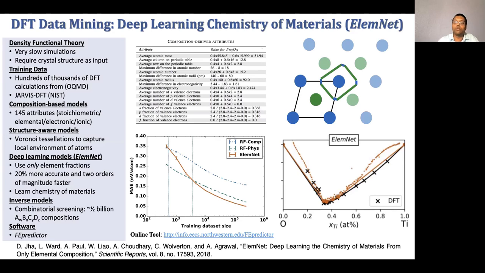And then similarly, we can use something like Voronoi tessellation to capture the local environment around each atom, and then use those quantified measures like bond lengths and so on as the representation. So these are ways to add more and more domain knowledge into the model, which is very much desirable and should be done whenever possible.